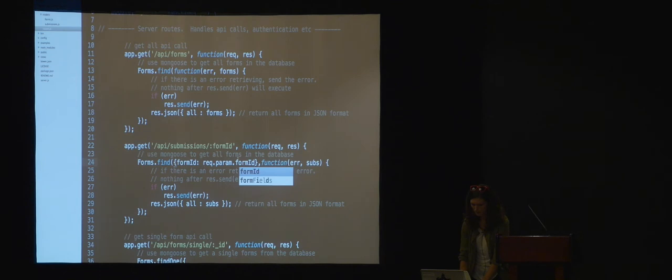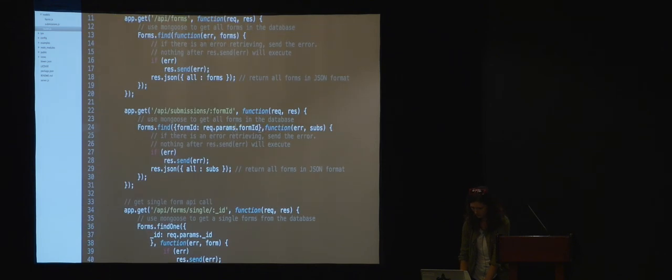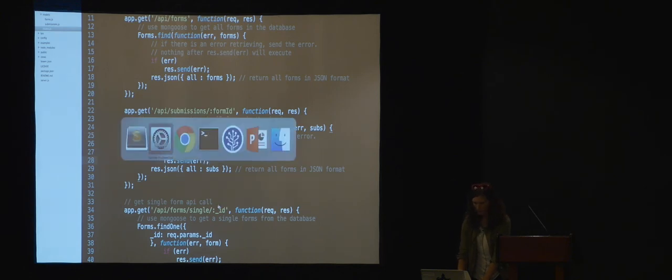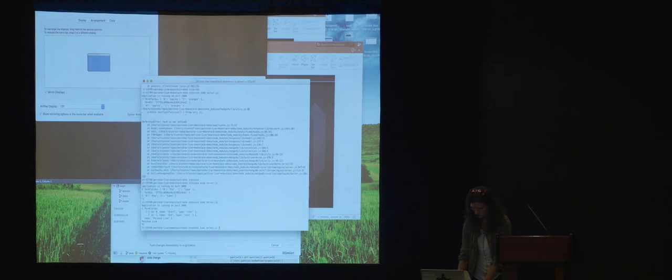I'm able to get to this request parameter because Express is going to give it to me in the request under params. All right, so we should get all of the submissions back from this, and when we get them back, we're going to return them in our response as JSON under all. All right, so that is our API setup. Let's see if that's going to work. I'm just going to restart the server.